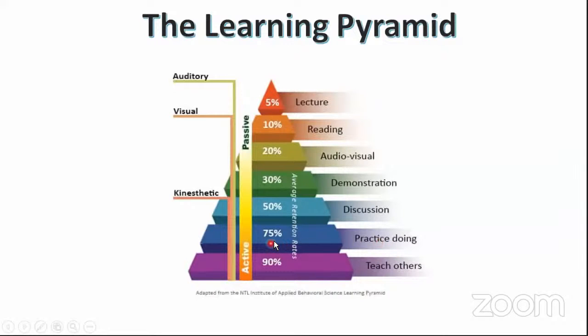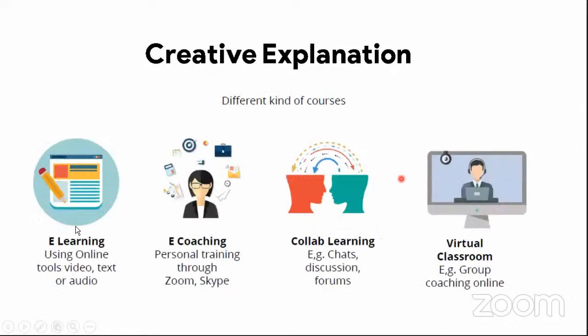So whatever you are doing, all our teaching methodology depends upon this learning pyramid. Then creative explanation, the second one. Nowadays everything is available on the internet. For example, if you go to Microsoft, they are also providing Azure training. But the important thing is we don't know which is required for me to get a job. That is very important.